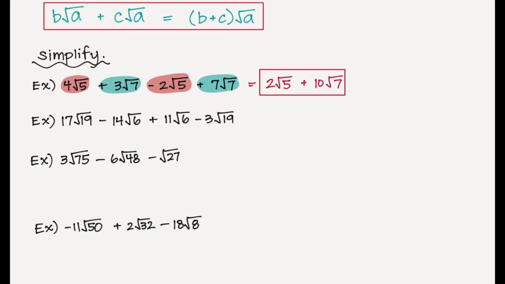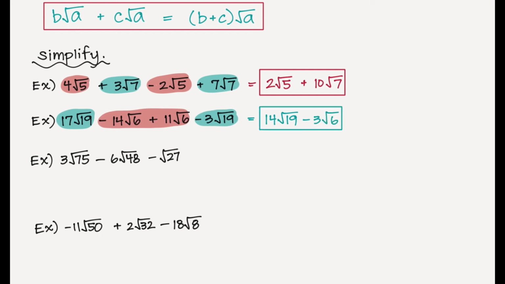In my next example, I can see that the first term and the last term both have radical 19 involved. So 17 minus 3 is 14. So that simplifies to 14 radical 19. The inner terms are negative 14 radical 6 plus 11 radical 6, which gives me negative 3 radical 6. And that is it.